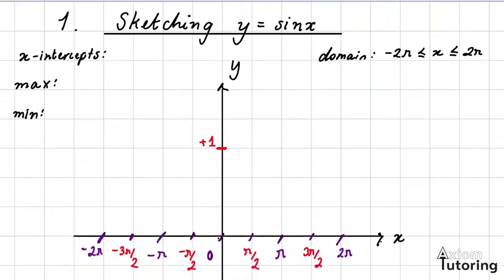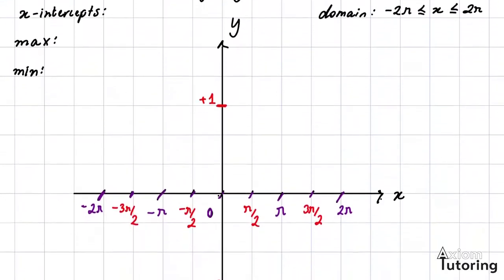For all of my graphs, I'm going to sketch them over the domain from -2 pi to 2 pi, so we can see the full shape and how it repeats itself, as all of our functions are periodic. We're going to start with y equals sine of x. Now, the x-axis crossings for sine of x are at -2 pi, -pi, 0, pi, and 2 pi.